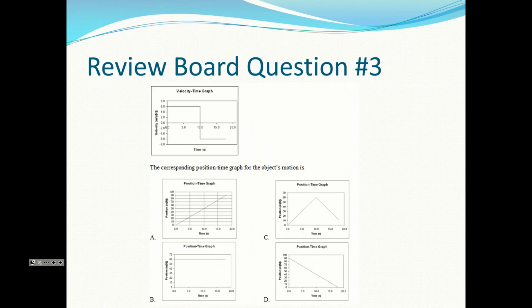Okay, and this one here, the corresponding position time graph. So this we're going at constant speed, and it's above the x-axis, so this is forwards. So we have a constant speed forwards, and then this is a constant speed backwards. So on a position time, this is forwards, this is backwards, which makes C the correct answer.